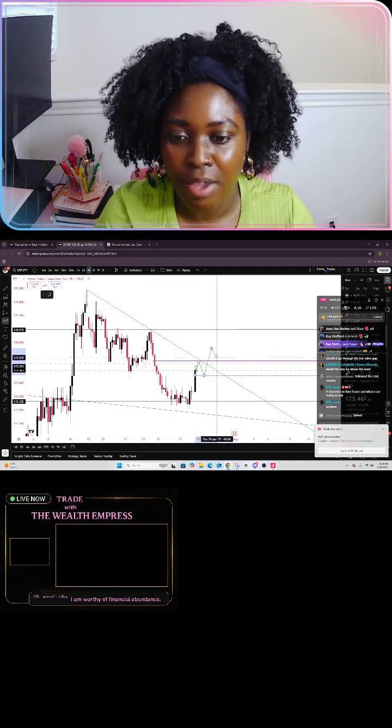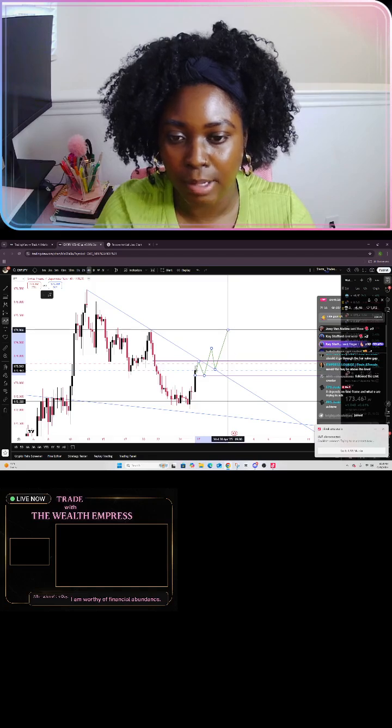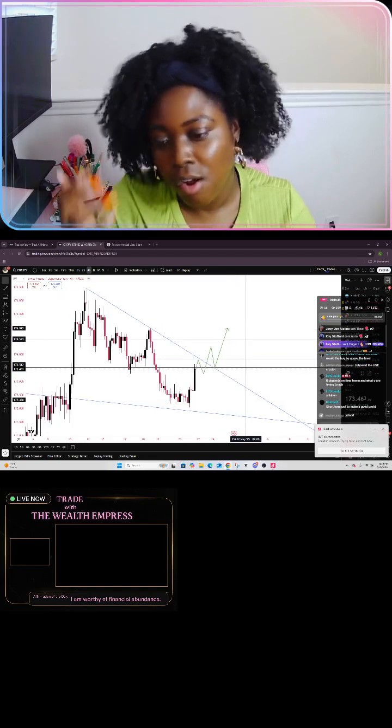When we break above it, we want price to either come back to here and retest or here. Okay? But we're looking for entries around this area or come back to this trend line. And then we want to take it back up to the weekly high.